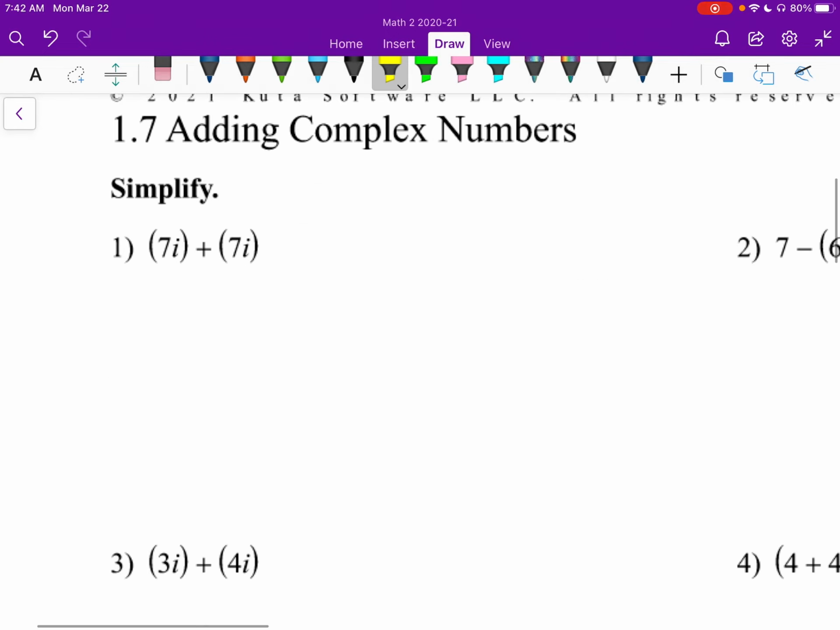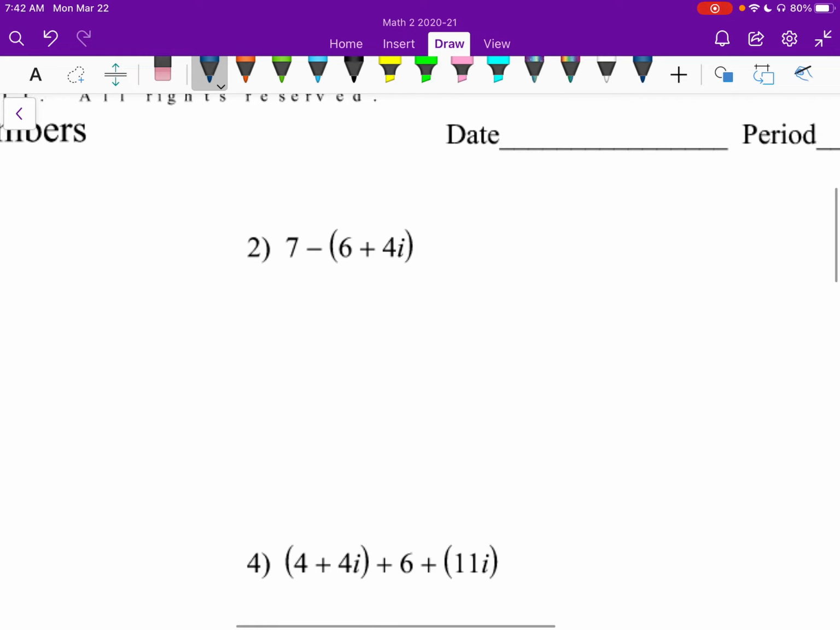So number 1, we have 7i, and 7i gives me 14i. Right. Number 2, I distribute this. This is 7 minus 6 minus 4i, which gives me 1 minus 4i. And that's it.